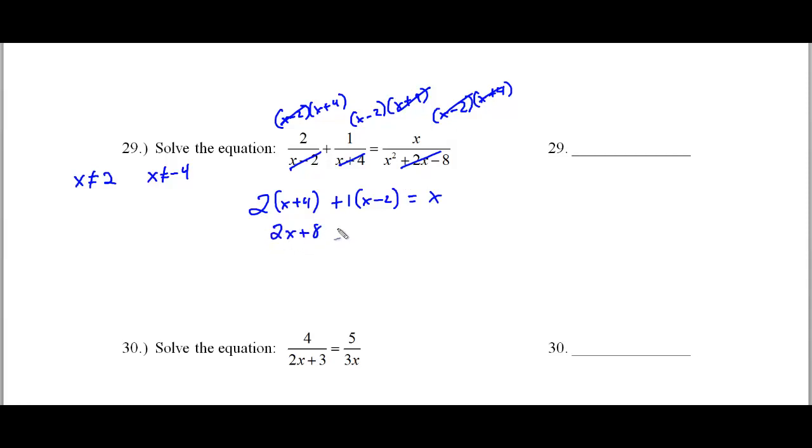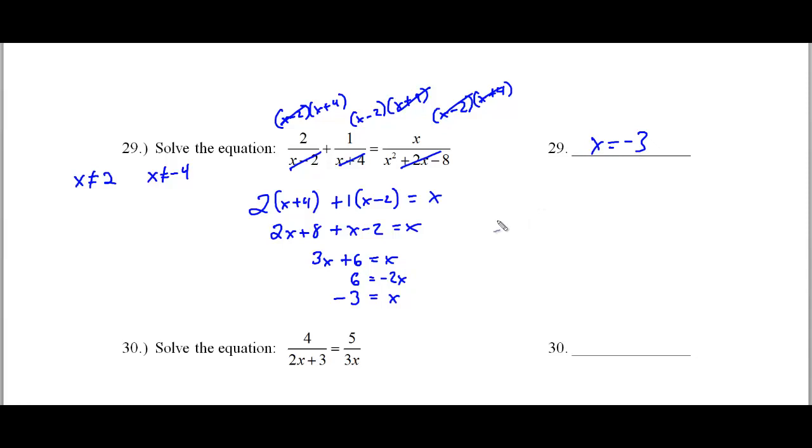2x plus 8 plus x minus 2 is equal to x. So do some more simplification. This is 3x plus 6 is equal to x. Move the 3x to the other side, so 6 is equal to negative 2x. Divide both sides by negative 2, x is equal to negative 3. And since negative 3 is not one of my danger numbers over here, then it should be the answer I get here. I can always check my work too.